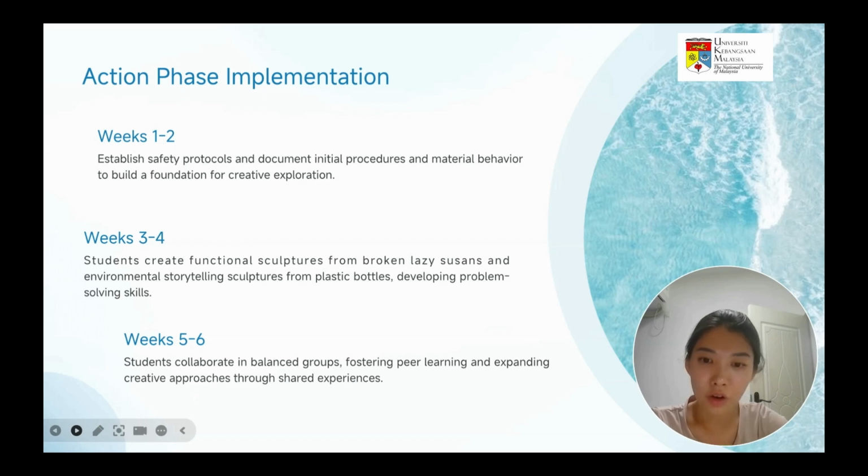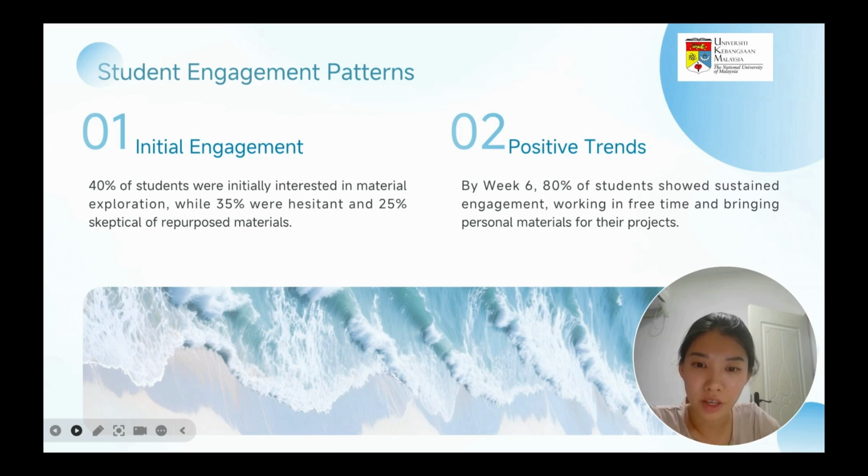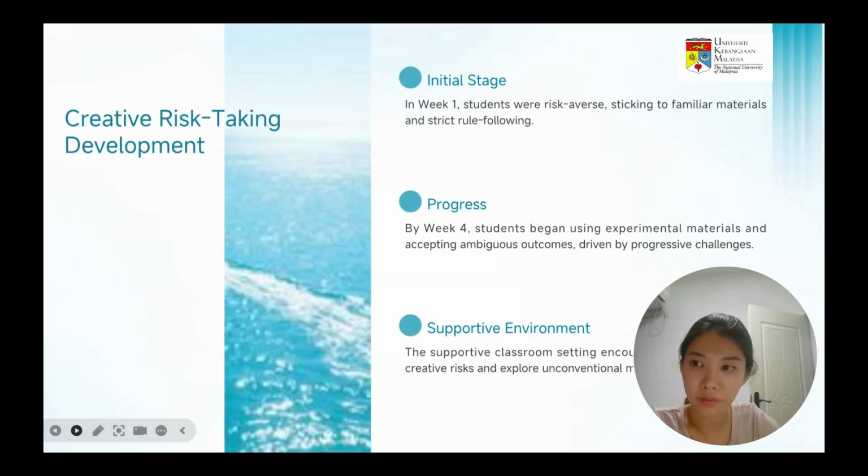Weeks 3 to 4. Students made 2 types of works. This task helps develop their problem-solving skills. Weeks 5 to 6. Students worked in balanced groups. Peer learning let them share experiences and expand their creative approaches. We observed clear changes in students' engagement. 1. Initial engagement, week 1. 2. Positive change, week 6. Students also became more willing to take creative risks. Initial stage, week 1. Progress, week 4. Supportive environment. The classroom's supportive atmosphere encourages them to take risks and try unconventional materials.